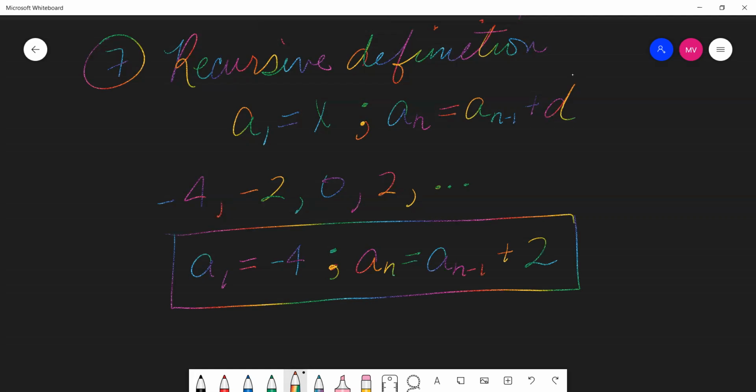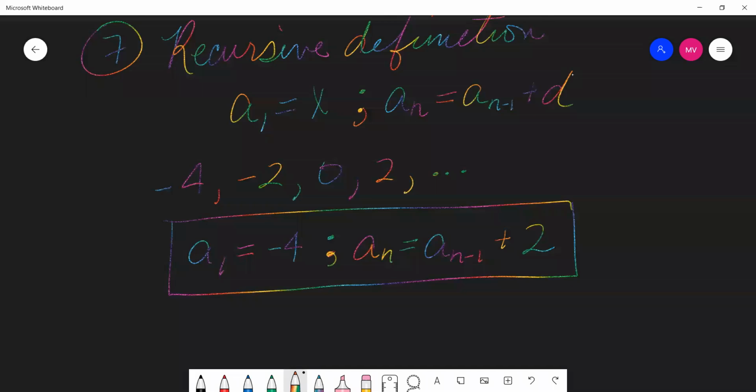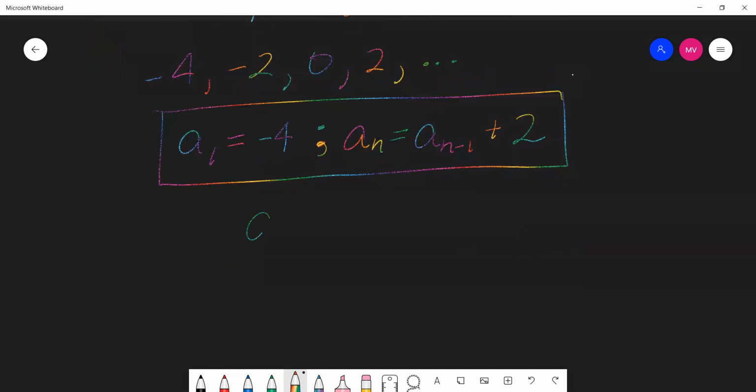That's a lot of writing. A little bit. But we remember what all this means, right? No? So AN is AN minus 1 plus D. This is our recursive formula.